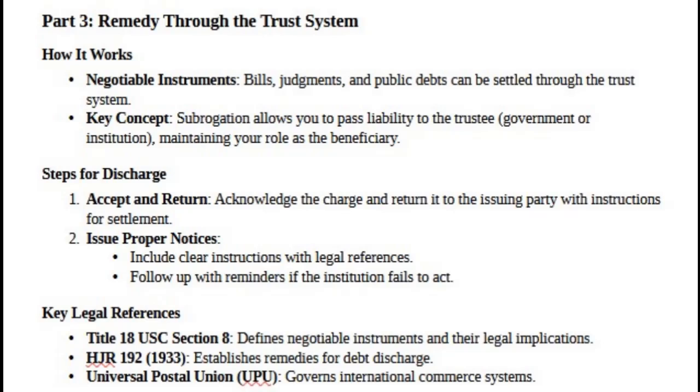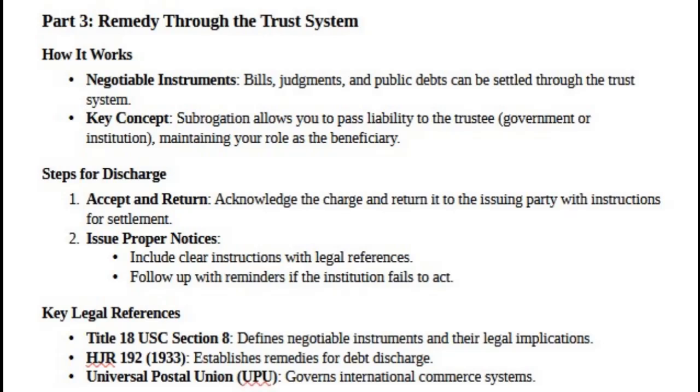Part 3, Remedy through the trust system. How it works. Negotiable instruments, bills, judgments, and public debts can be settled through the trust system. Key concept: subrogation allows you to pass liability to the trustee, government or institution, maintaining your role as the beneficiary. Steps for discharge. 1. Accept and return: acknowledge the charge and return it to the issuing party with instructions for settlement. 2. Issue proper notices.